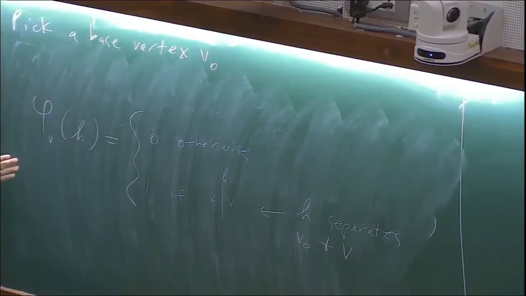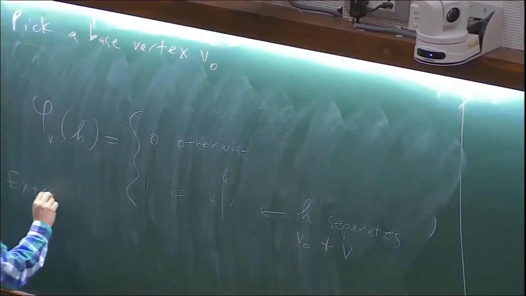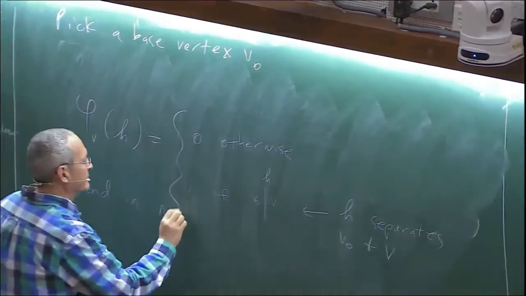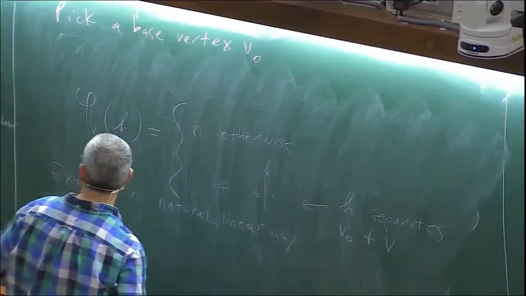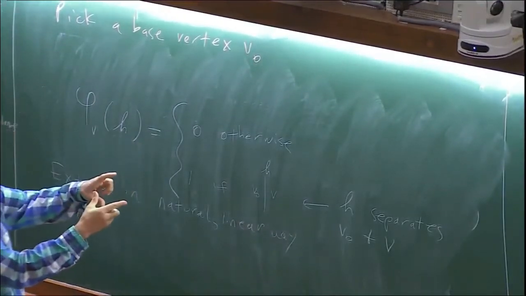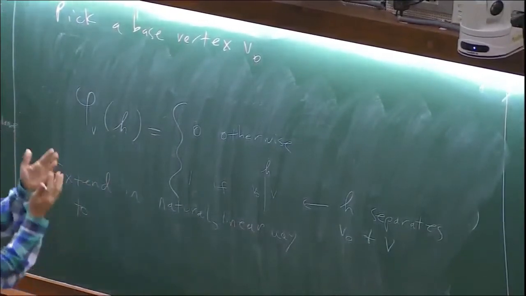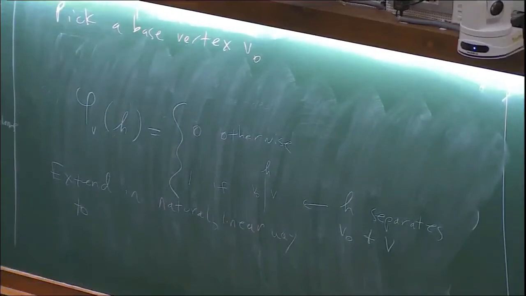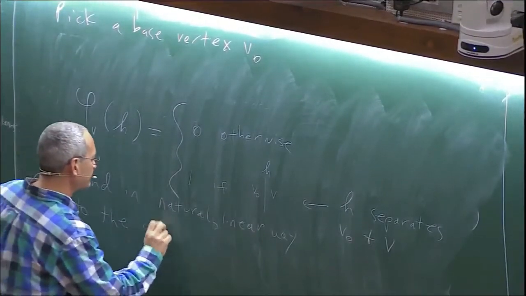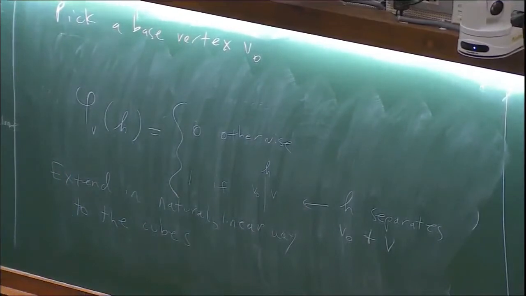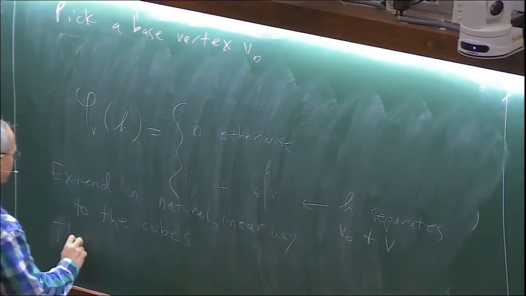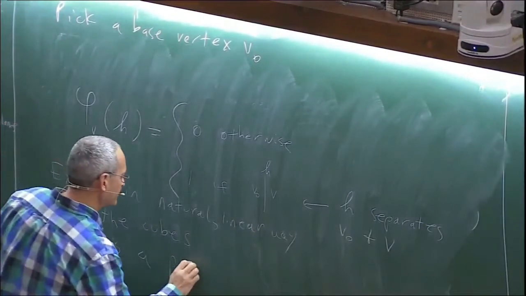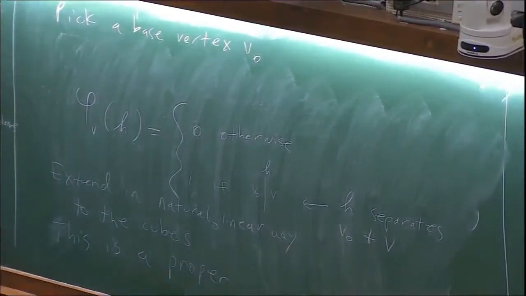So you then extend in a nice natural linear way to the cubes, right? You can imagine how you would do this for the edges and for the squares and the cubes. They're all sitting inside of L2 of H. Part of your exercise is that this is a proper map. That's not very hard. This context means the inverse image of a bounded set is bounded.